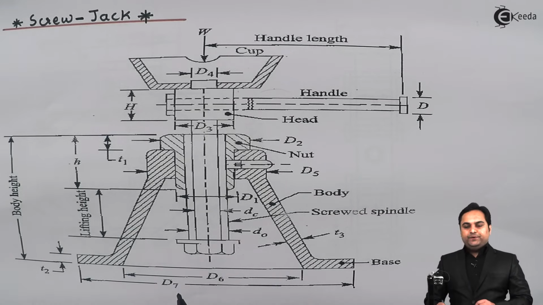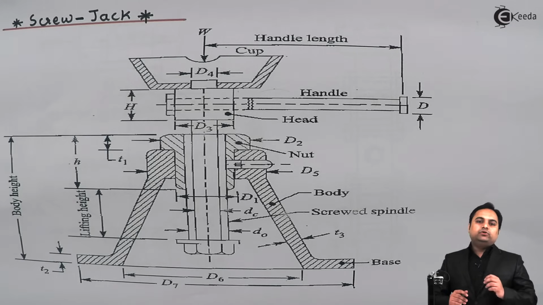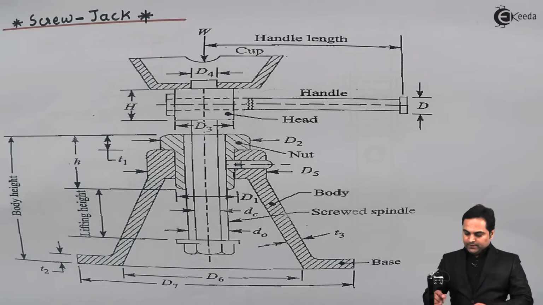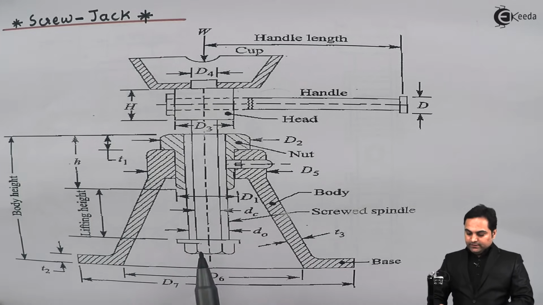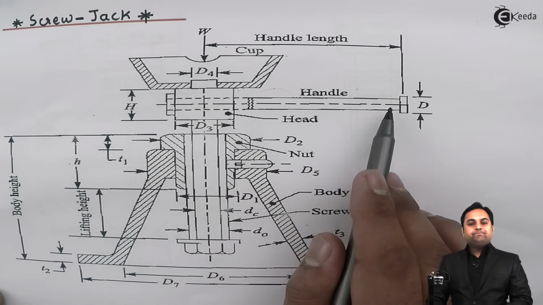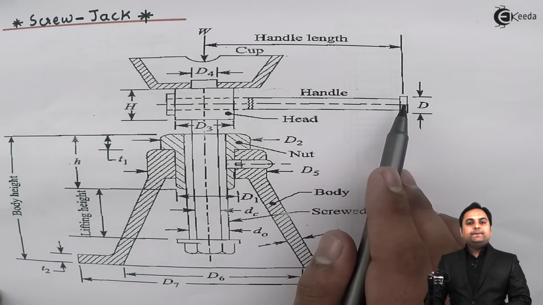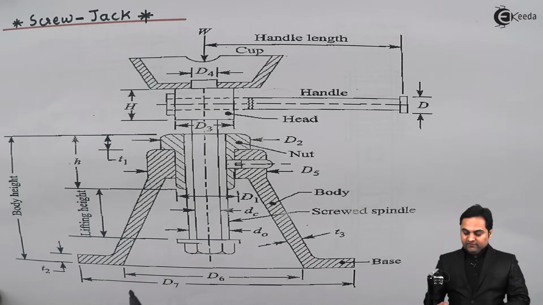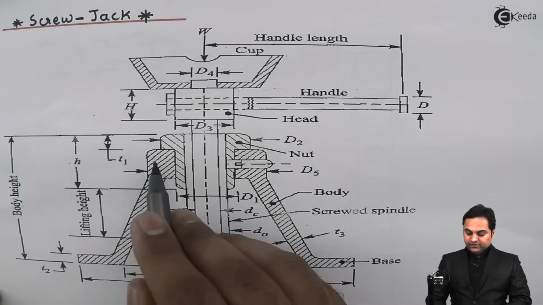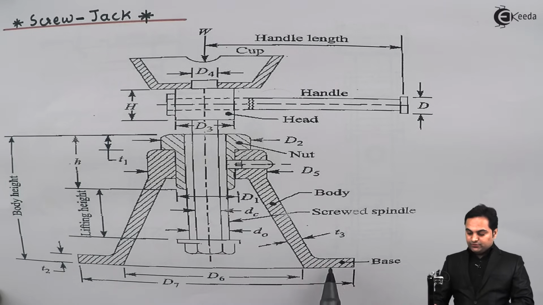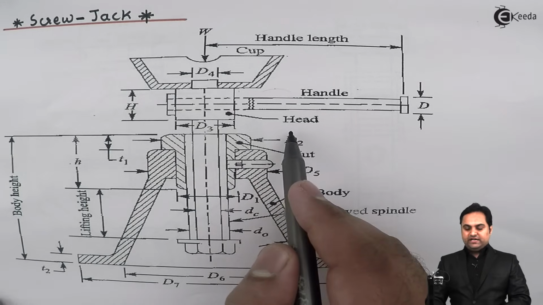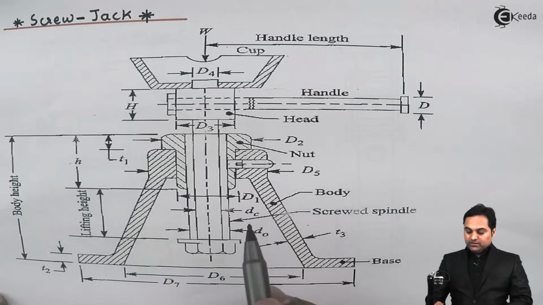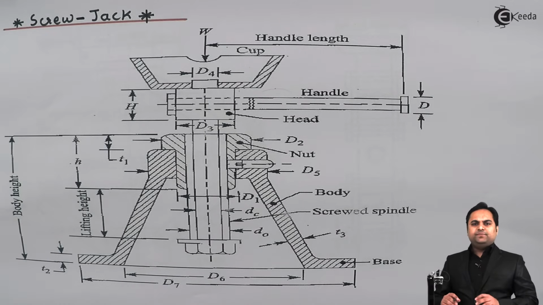Whenever we have a screw spindle, that screw will rotate inside a nut. So here we have a nut and screw spindle, they are in contact. Next we have a handle which we can rotate. Then we have the body here. This is the outer body of the screw jack along with the base. Next there is the head of the screw jack which is attached to the cup. So these are some of the principal or important parts of a screw jack.